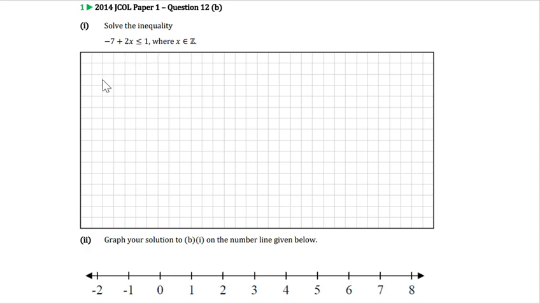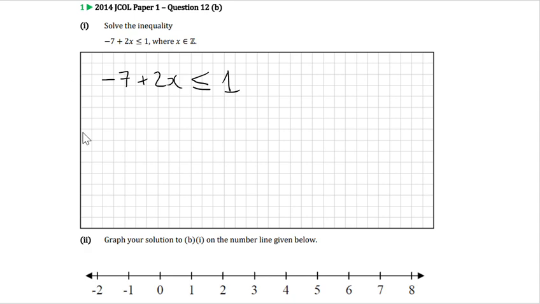This is an inequality. It's minus 7 plus 2x is less than or equal to 1. So this is the first thing we need to talk about: less than or equal to. How did I know that? Well, I told you yesterday and in previous times, when you look at an inequality from left to right, this is the small bit first, so that means less than. This side is less than the right-hand side. But this line underneath also means less than or equal to.